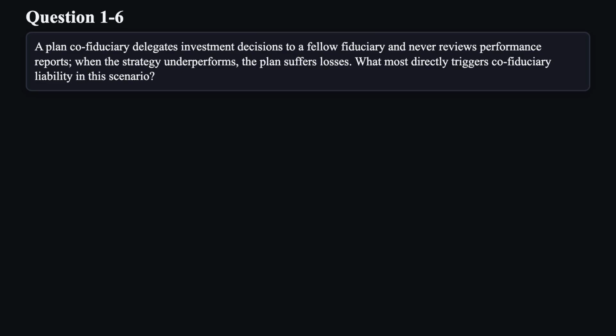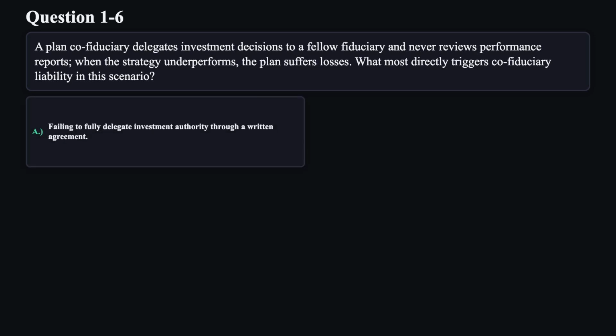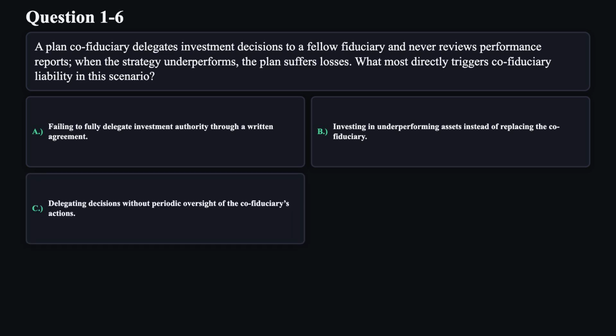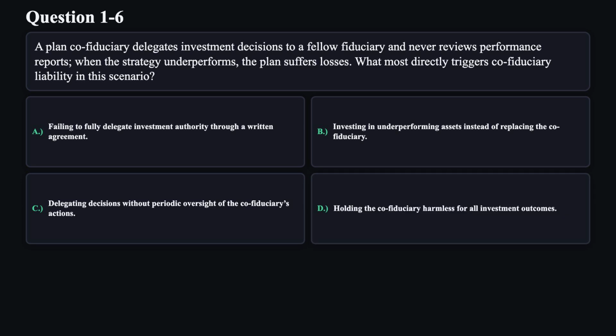Question 6. A plan co-fiduciary delegates investment decisions to a fellow fiduciary and never reviews performance reports. When the strategy underperforms, the plan suffers losses. What most directly triggers co-fiduciary liability in this scenario? A. Failing to fully delegate investment authority through a written agreement. B. Investing in underperforming assets instead of replacing the co-fiduciary. C. Delegating decisions without periodic oversight of the co-fiduciary's actions. D. Holding the co-fiduciary harmless for all investment outcomes.